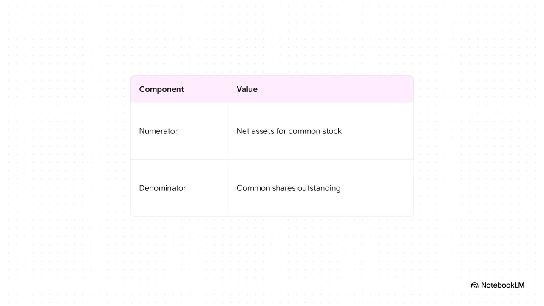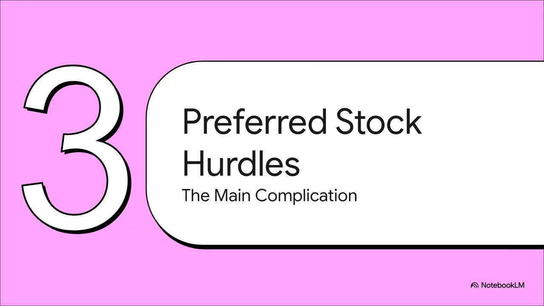Remember, total assets minus total liabilities gets you your net assets, but we have to isolate the portion that belongs exclusively to the common shareholders. Then, right down at the bottom in the denominator, you just spread those available net assets across the number of common shares currently outstanding, and boom, you get a clean per-share dollar amount. Easy enough, right? Well, it's not always quite that simple.